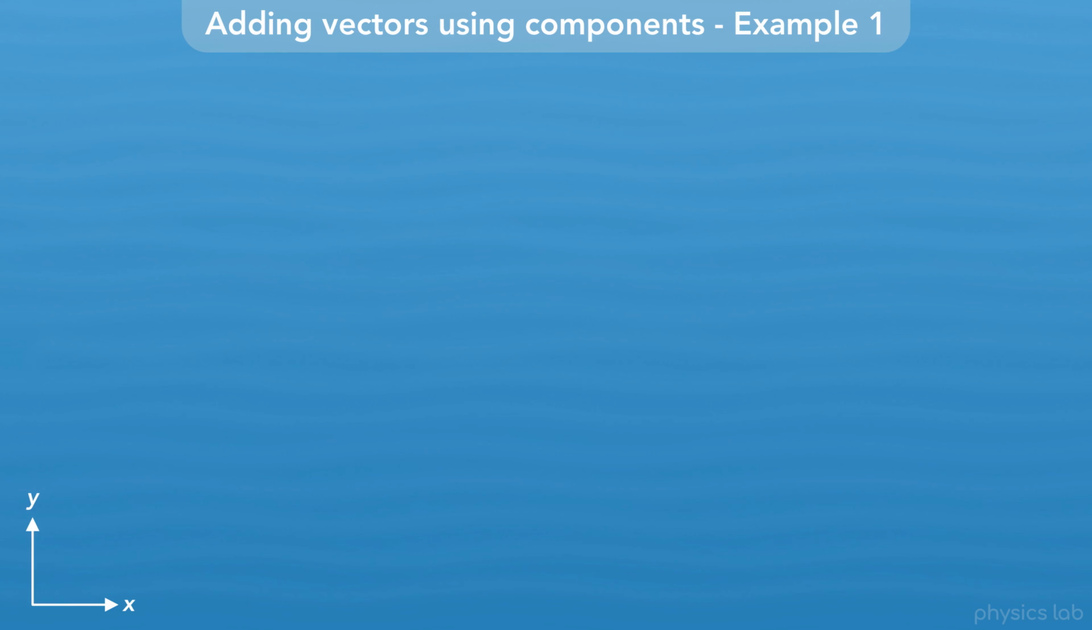For these examples, we're going to follow the displacement of a boat. Let's say the boat moves 50 meters to the right in the x direction, and then it moves 20 meters up in the y direction. During the first part, this is the boat's displacement vector, which we'll call d1 for displacement 1.